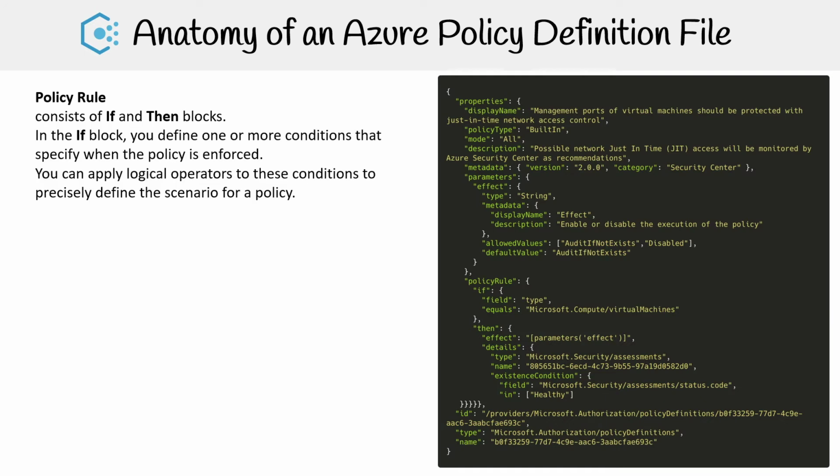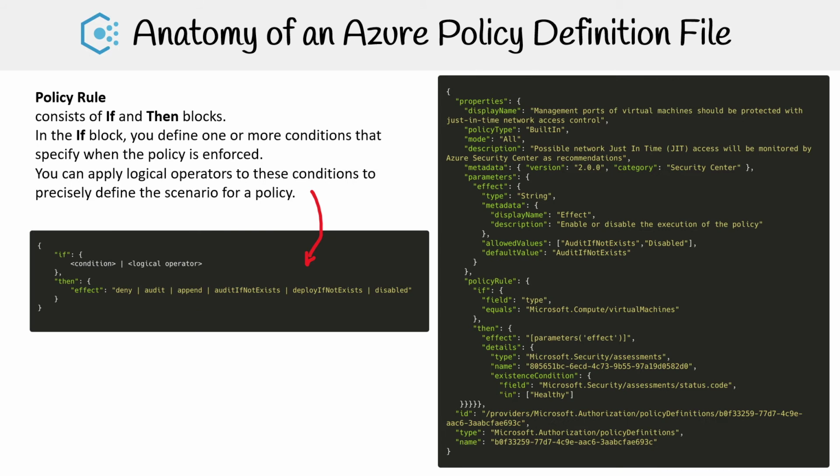And then just the last thing here, I just want to talk about policy rule. So this consists of an if and then block. So in the if block, you define one or more conditions that specify when the policy is enforced, and you can apply logical operators to these conditions to precisely define the scenario for a policy. So here you have the if, and if the if is met, then make that thing happen.